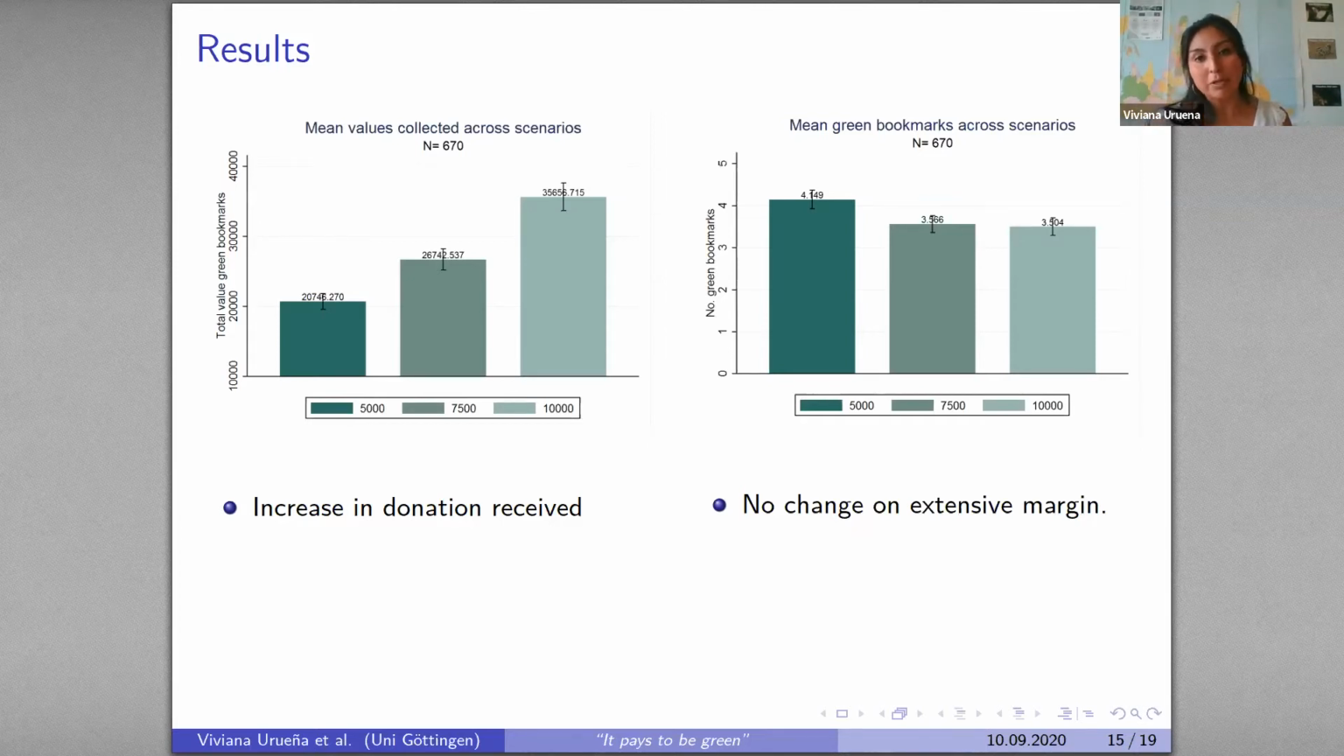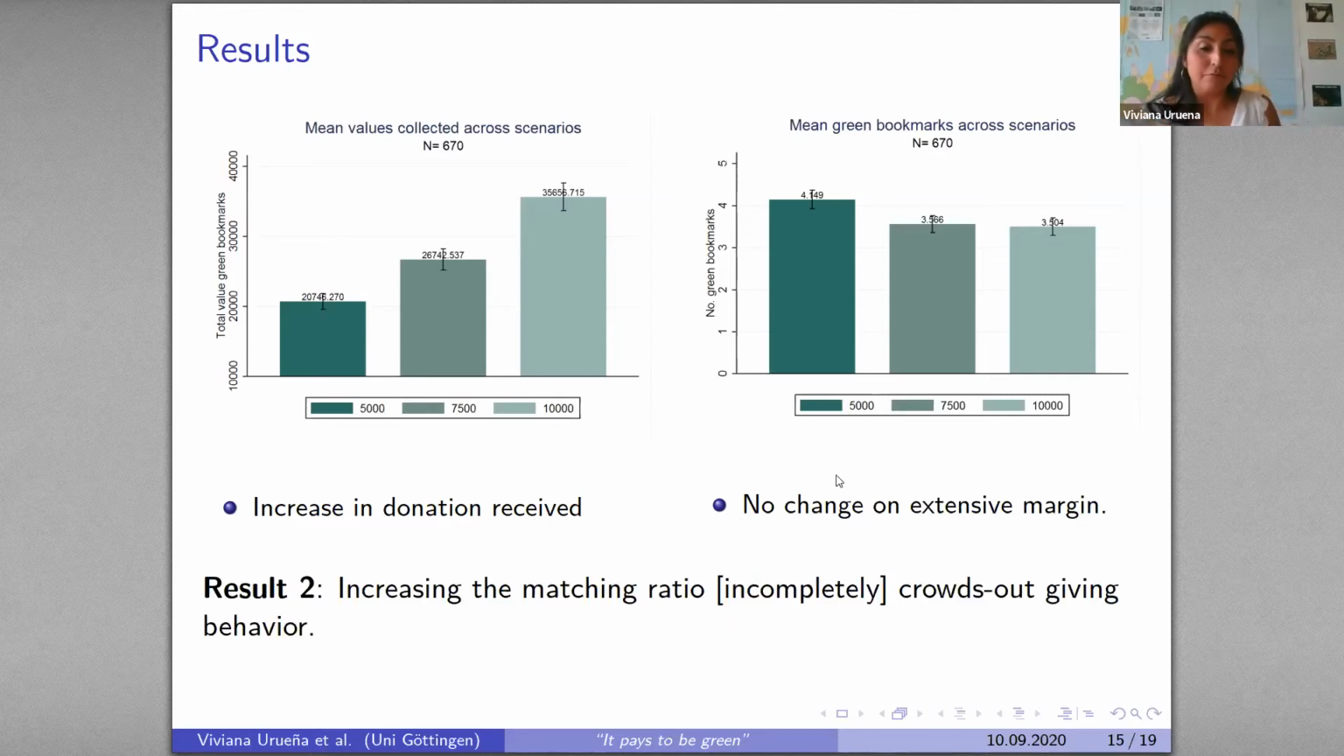And what we observe though is that there is no change on the extensive margin. So it's not that because of the matching, people decide to give nothing. It's just that they decide to give on average less. However, we do observe different types of behavior. We have individuals that do not change, so give the same amount in the 3 scenarios. There are also participants that increase, and there are participants that decrease. And because of this, we say that increasing the matching ratio incompletely crowds out the giving behavior.